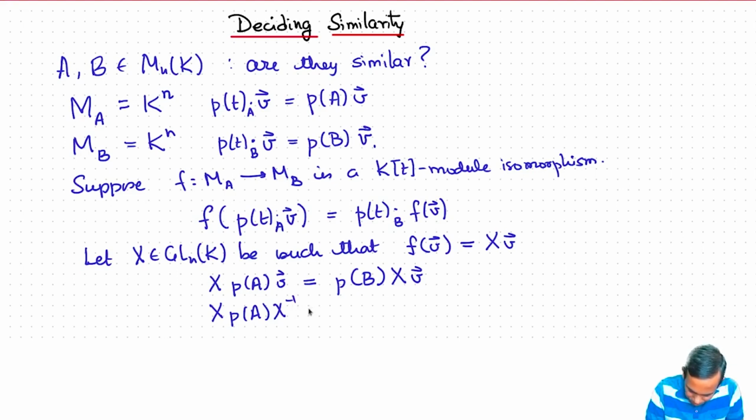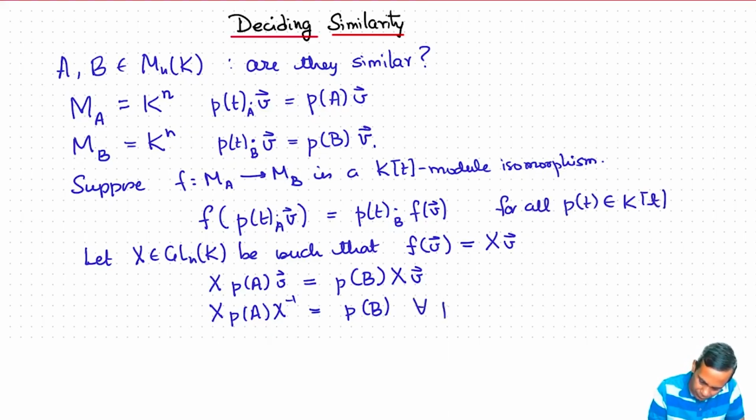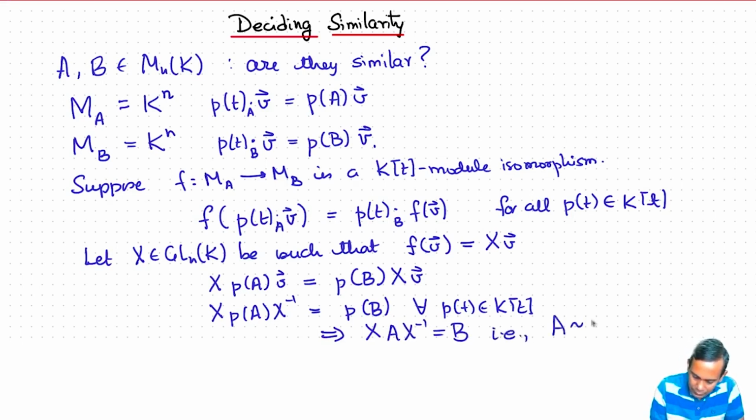is equal to P(B) as matrices, because this thing up here is saying X P(A) is P(B) X as matrices. So what we're saying is X P(A) X inverse is equal to P(B) as a matrix, and this is true for every P(T) belonging to K[T]. In particular, if we take P(T) to be just the matrix T, then this implies that X A X inverse is equal to B, which is the same as saying that A is similar to B.